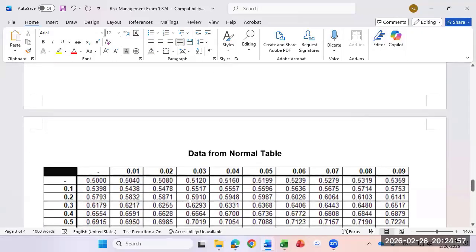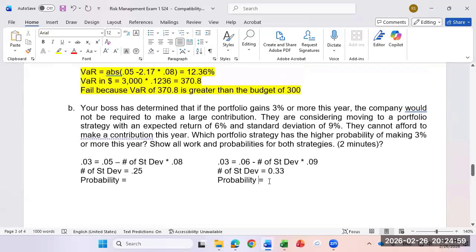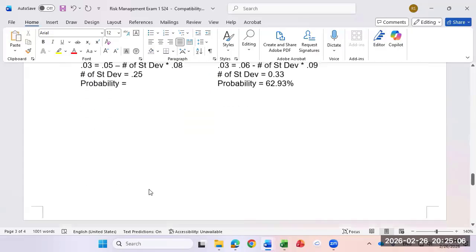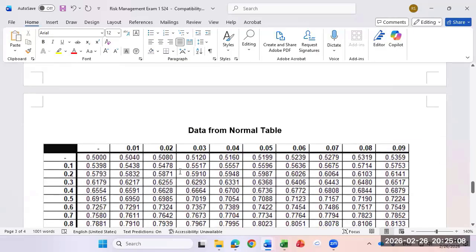0.33 is 6293. And 0.25, 5987. I'm sorry, 5987.